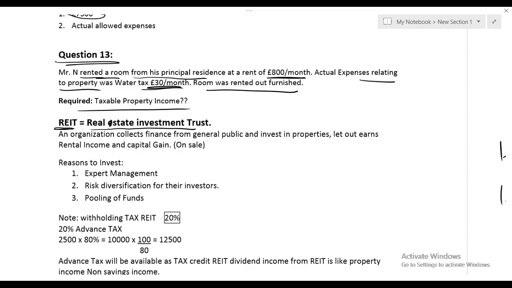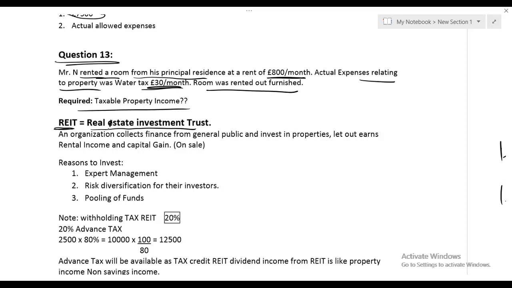So what is the concept behind a real estate investment trust? A real estate investment trust is going to issue shares. Step 1, obviously shareholders are going to buy the shares. Step 2, whatever money comes into the real estate investment trust, the trust is going to purchase properties, and the trust is going to give the properties on rent.